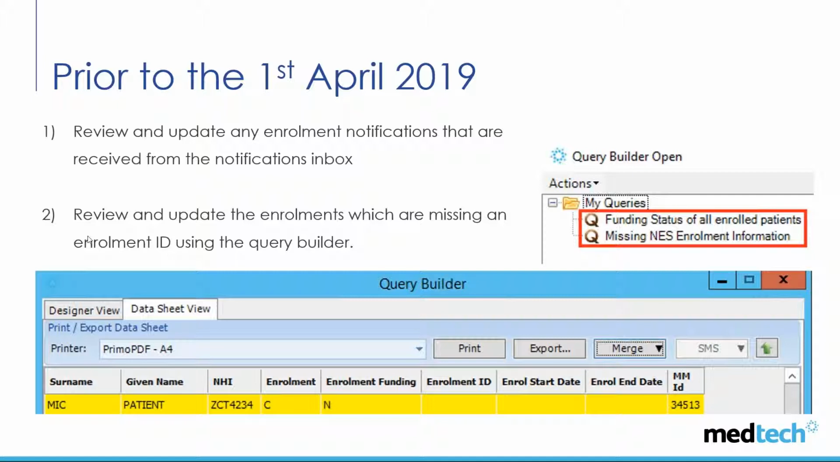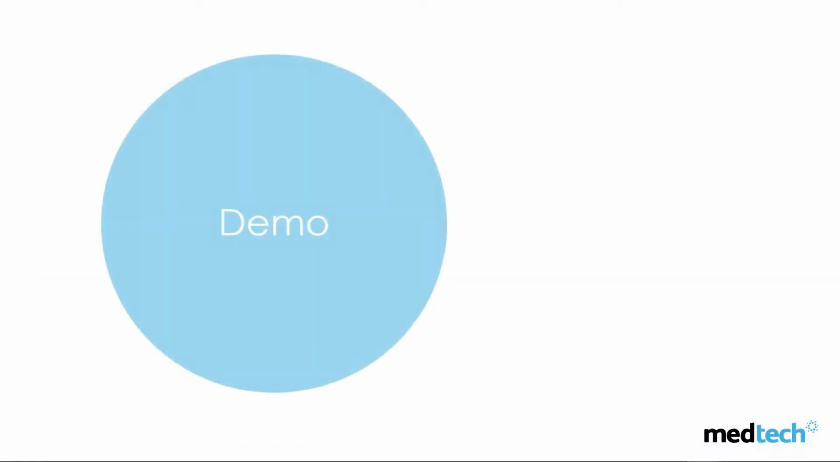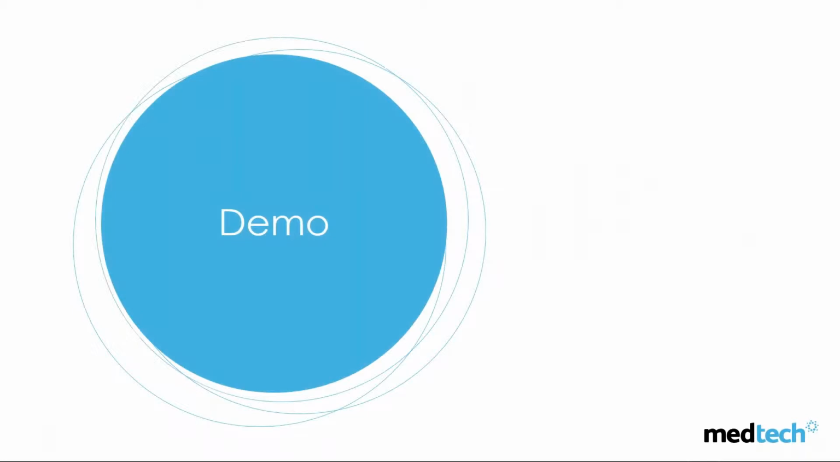which means that potentially from NES they do not have an enrollment, and post 1st of April, because the system is now using those enrollments from NES as the basis for whether a patient gets funding, these patients, if they do not have an enrollment from NES, will not get funded. And this is where practices can lose out on funding once 1st of April comes through.